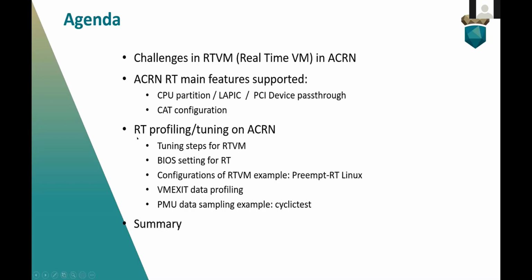And third, I want to talk about RT data profiling and tuning on ACRN. I'll give you the steps for RT tuning, and also give an example for the best setting and the parameters of the RT Linux kernel configuration. Also, I want to talk about VM exit data profiling. This is important to ACRN. Also, I want to talk about the PMU data sampling.